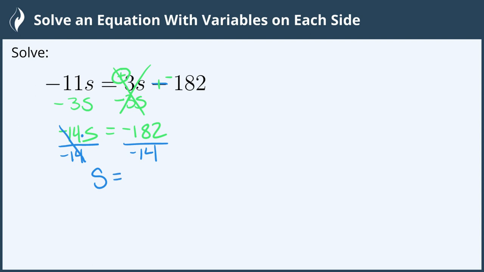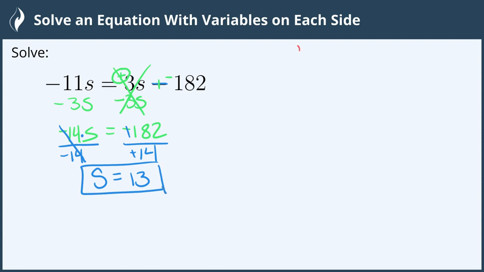Negative 14 divided by negative 14 cancels, and we're left with s. And that's exactly what we wanted to do to solve the equation by isolating the variable all alone on one side. A negative divided by a negative is positive. 182 divided by 14 is 13 in my calculator, so the answer is s equals 13.